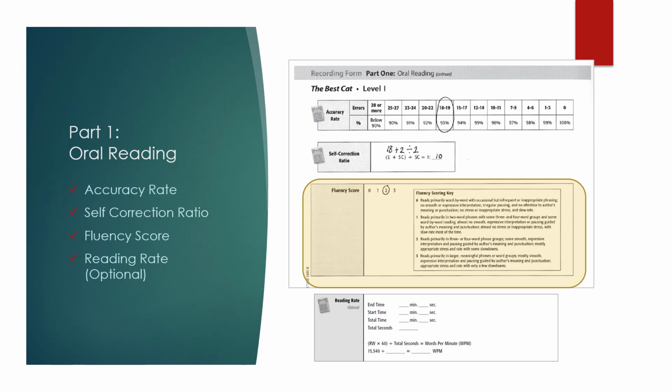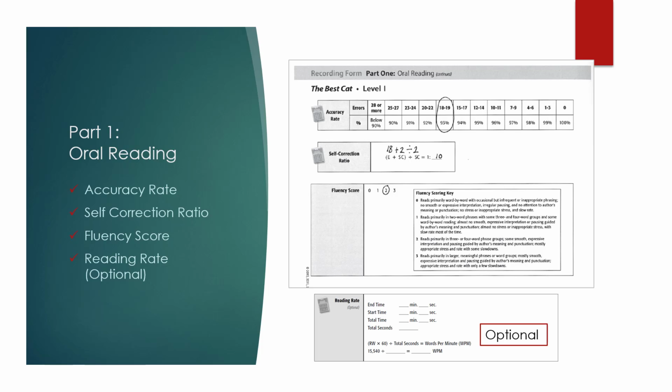Fluency score. Circle a score. Use the rubric to guide you. The optional reading rate can be calculated by using the formula here.